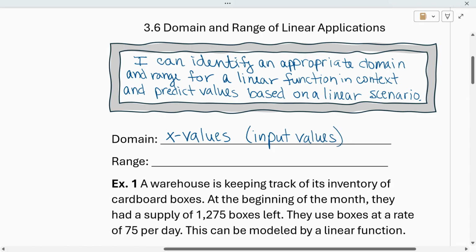Okay. What is the range? Lissandro, come up here and stand. What is the range? They're the Y values. They're also known as the output.